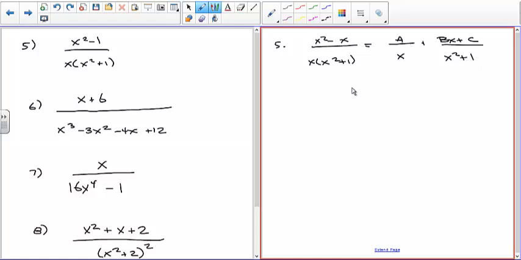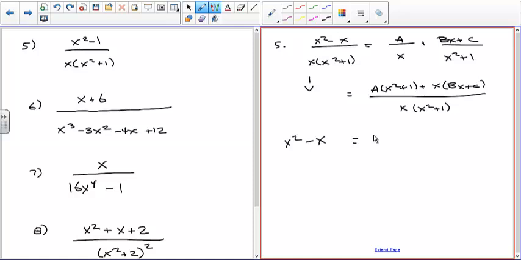But we can do our little cross multiply thing here because we've got two fractions. So you'd have a times x squared plus 1 plus x times bx plus c, all over x times x squared plus 1. And then we've got the same thing on the left-hand side. So this times that plus that times that. So what you do again is set the two numerators equal to each other.